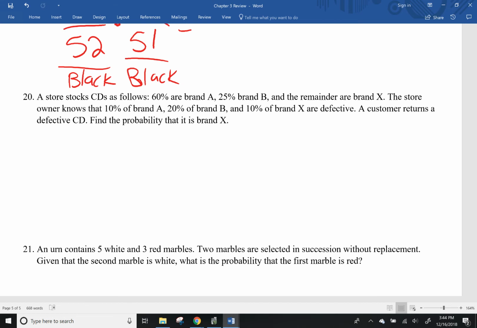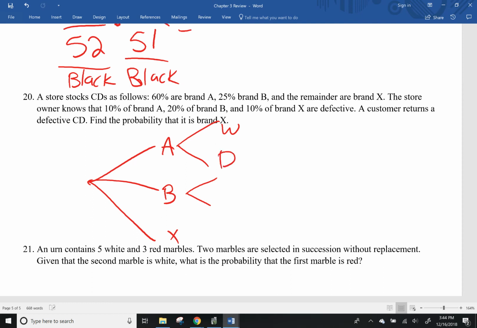So I'm going to set up a tree diagram here because there's a lot of pieces to this, and I think it'll help illustrate the problem a little bit better. So there are 3 types of CDs. There's A, B, and X. Now, these CDs could either work or not work. I want to put W for work and N for not work. I guess I should put D for defective because it says defective in the problem. So it works or it's defective. It works or it's defective, and then X can be it works or it's defective.